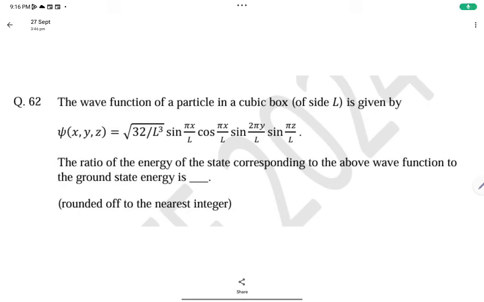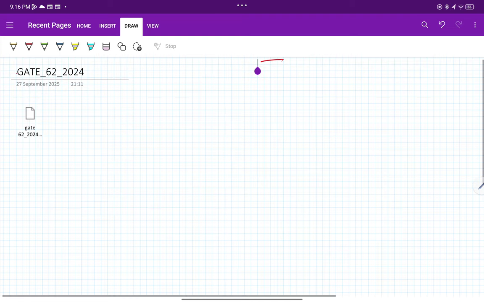Let us solve this particular problem. It is from GATE examination 2024, question number 62. It is a numerical answer type. We are asked to determine the ratio of the energy of the state corresponding to the above wave function to the ground state energy. One is the ground state and the other is the energy from this particular wave function. Let us try how we can solve this.